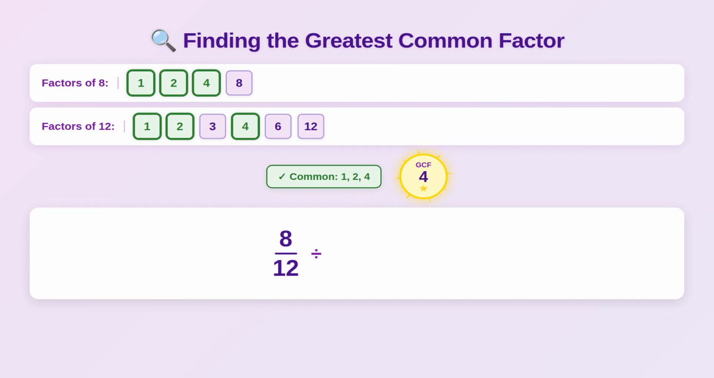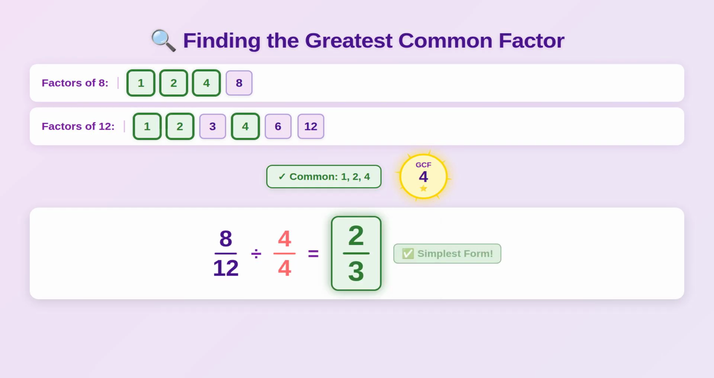This is our golden key. Whatever the GCF is, we divide both the top and bottom of the fraction by that number, and boom, the fraction is in its simplest form. Ready to see it in action? Let's try it with Maya.